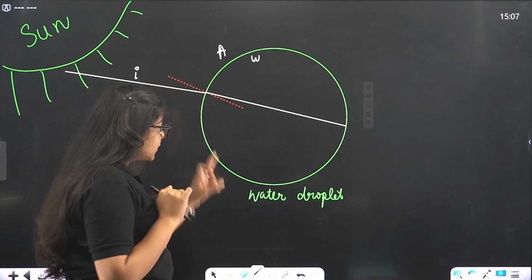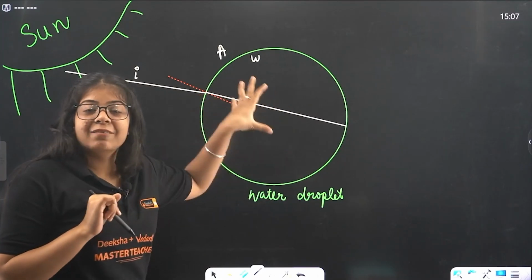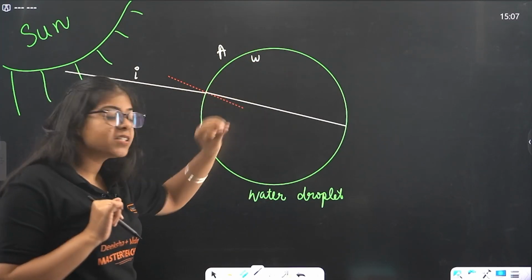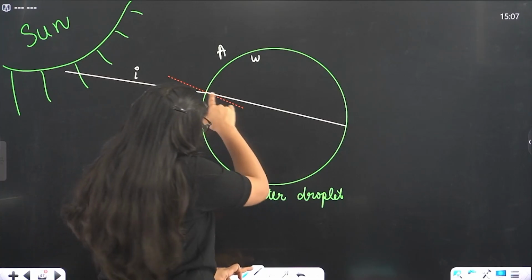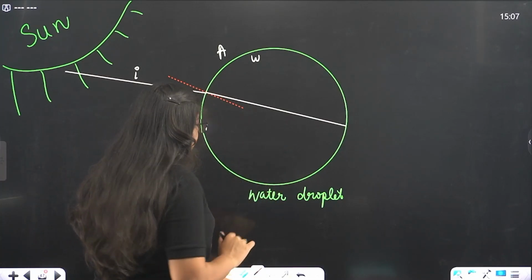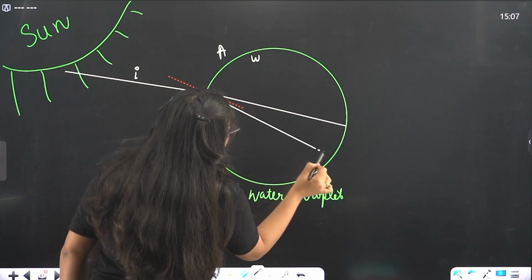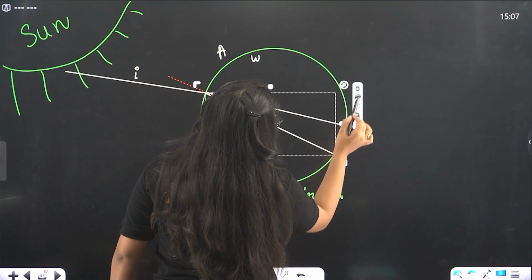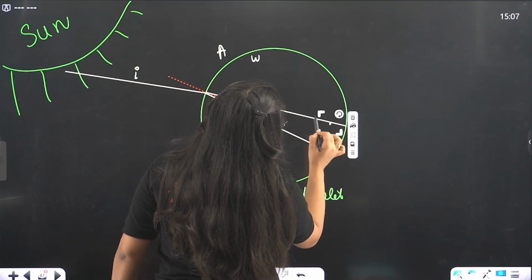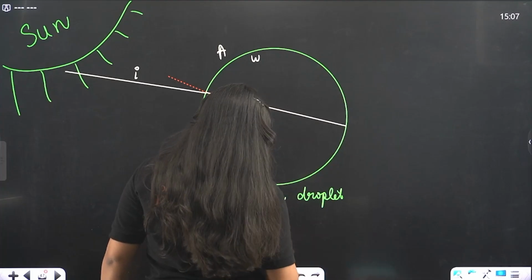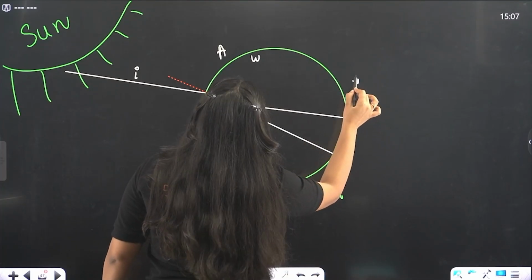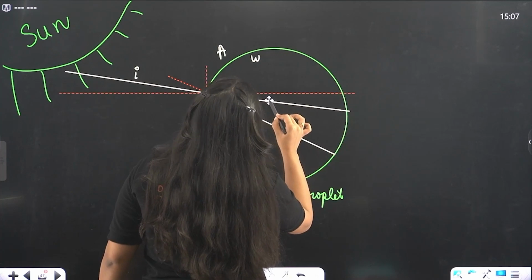Now the colors will split. It will act like a prism in the air, and instead of just getting refracted, the light will refract like this. How will it do? Wait a second, let me just, this is fine. So something like this will happen.